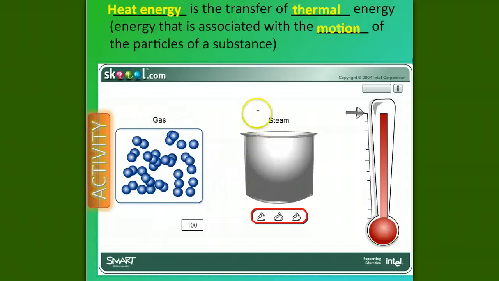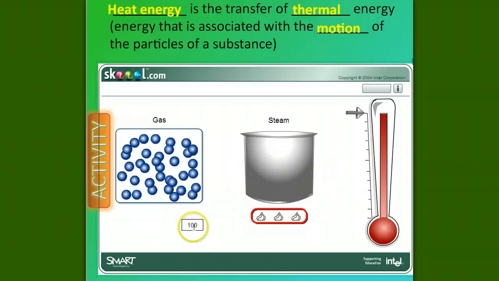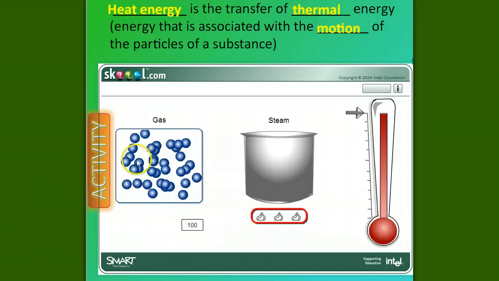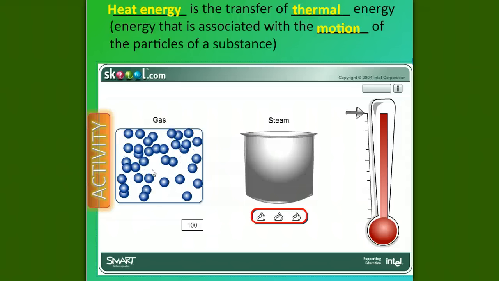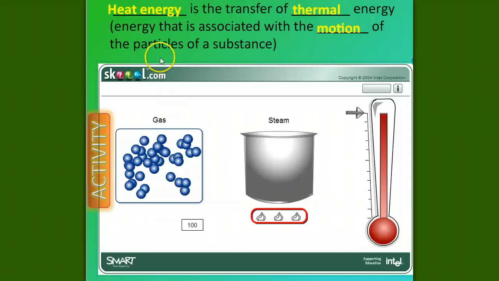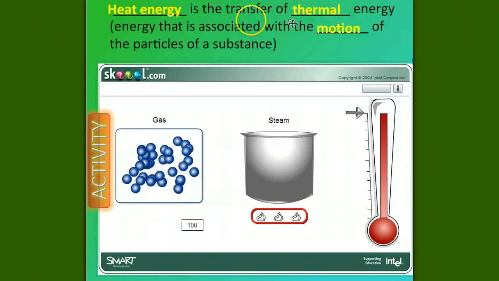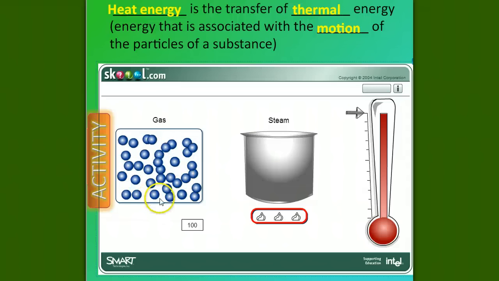The steam has all released out of it. Look at how all the water's gone. So when the temperature was 100 degrees Celsius, look at that. I want you to draw all of those molecules. They're going crazy. That motion, the heat that is associated, it says heat energy is a transfer of thermal energy that is associated with the motion of the particles of a substance. They're going nuts. They can't wait to get out of there. So they're all over the place.